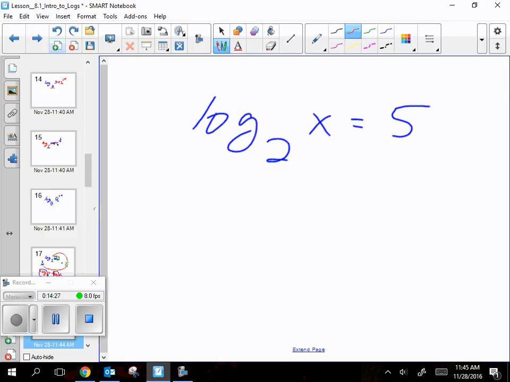If I rewrite this, should have said 2 to the, or jump around, 5 equals x. And I actually happen to know that one. What is 2 to the 5th? 32. So x equals 32.